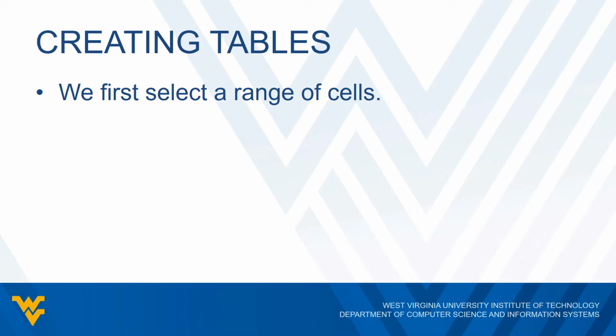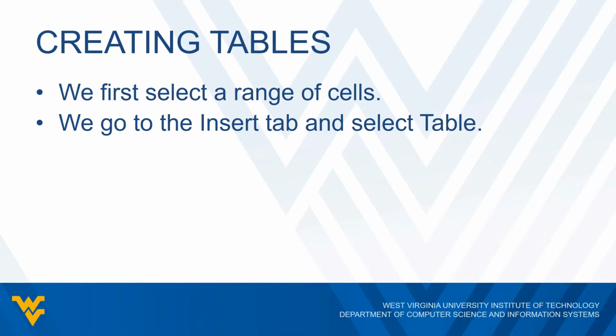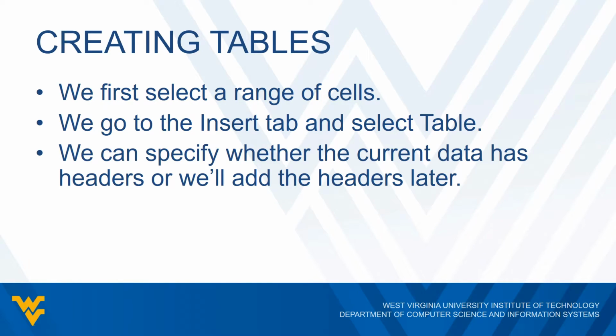Once we've selected our data, you would go to the Insert tab and then select Table. And from there, you can specify whether the current data has headers or if we'll add headers later. So we're talking about the column headers here. Your table may already have that in your spreadsheet, so you would just say that your table already has headers. If you don't have headers in there, then don't check that part and headers will automatically be created. Now it'll say column 1, column 2, column 3, so you'll need to rename them, but at least it creates the proper formatting for those headers.